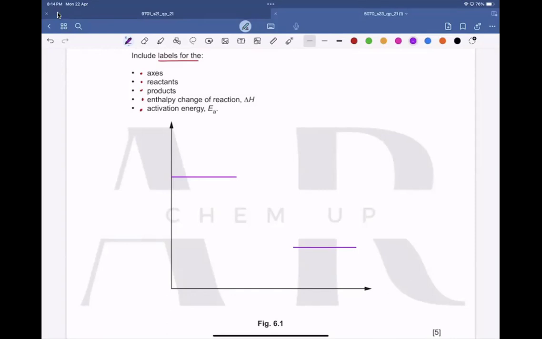Okay. So here we are going to have our reactants. And here we are going to have our products. So we are done with the reactants and the products. Now, axes. Remember, on the y-axis it's energy, or you can write enthalpy. And on the x-axis it's reaction pathway. So we are done with the axes as well.